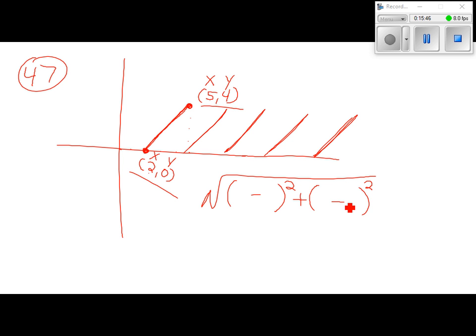What numbers? Five and two, two and five. Which order should I put them in? Probably five, two, like that. Makes it easier to do the subtraction. And what goes in these two spots? Four and zero. Four and zero, so four minus zero.